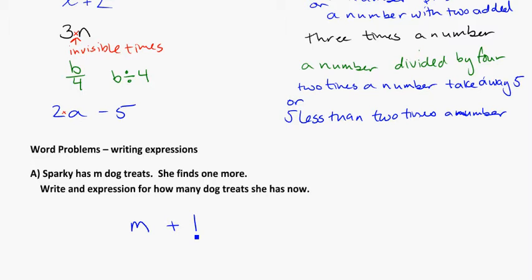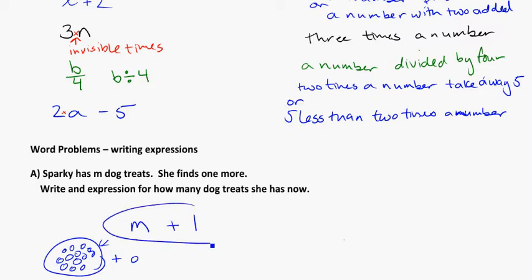Right? She's got a whole pile of dog treats. We don't know how many that is, but just a whole pile of them, right? She's got all these little treats in here. Some number, we don't know what it is, and she's found one more. So this is the big pile, and it is just the plus 1. Okay, so Sparky now has plus 1 dog treats.